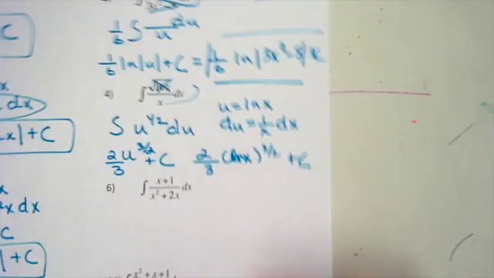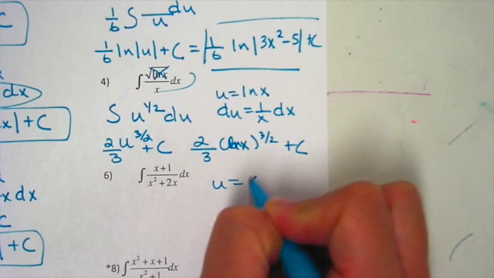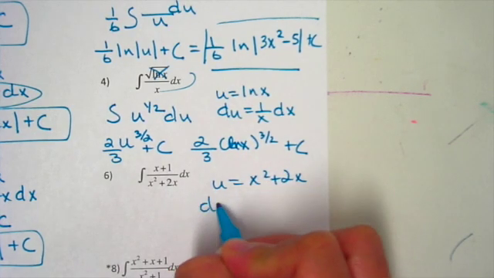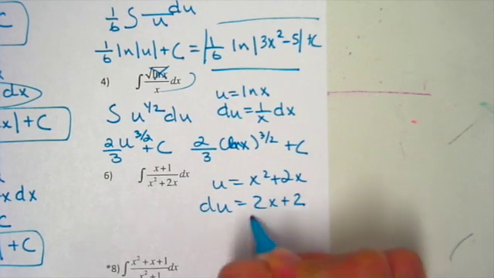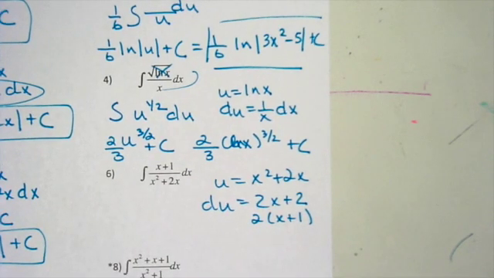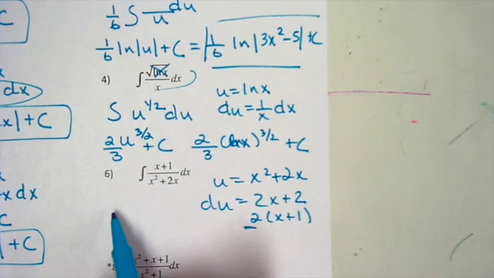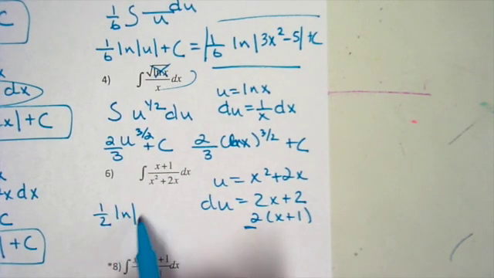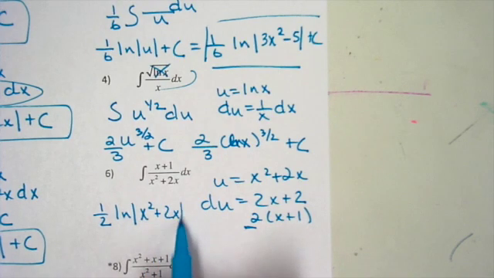Number 6. U is the bottom again. x squared plus 2x. Du is 2x plus 2. Notice this is really x plus 1 times a factor of 2. So all you're really missing is that 2. You do have that x plus 1. So I need a 1/2 ln of x squared plus 2x plus c.